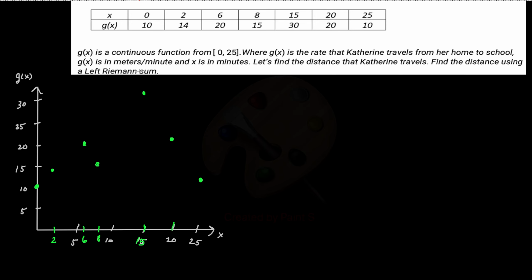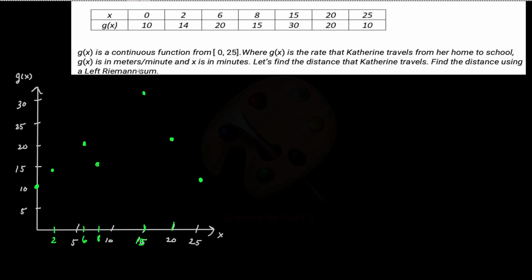Now let's read what it says. g of x is a continuous function from 0 to 25, where g of x is the rate that Catherine travels from her home to school in meters per minute. x is in minutes. Find the distance that Catherine travels. Find the distance using a left Riemann sum.